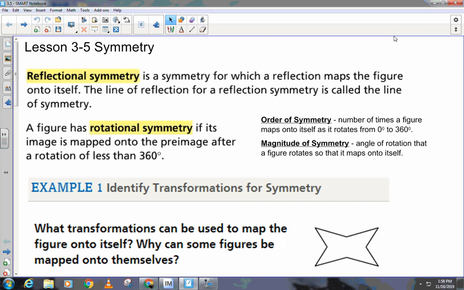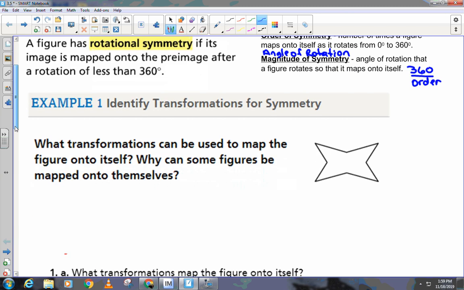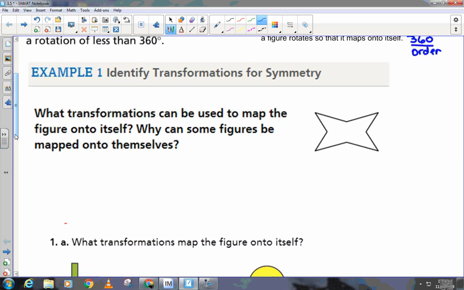Magnitude of symmetry is the angle at which it rotates every time. Okay, and we find that by taking 360 degrees divided by the order, however many times it rotates. And that tells you the magnitude or angle of rotation. Some books call it magnitude, and some books call it an angle of rotation. Okay, so that's the angle at which it rotates, and you can't tell that it's been changed. Okay, so we're going to identify some different types of symmetry here. What transformations can be used to map the figure onto itself?